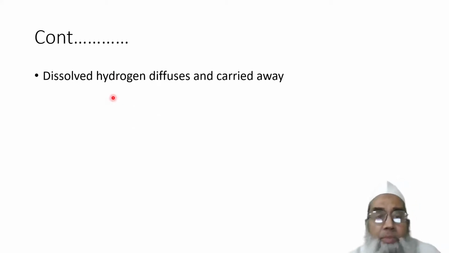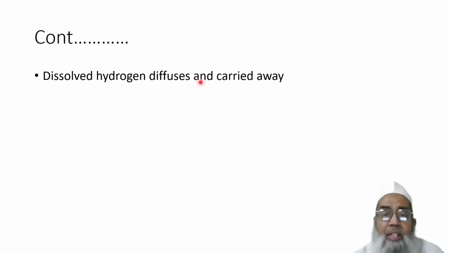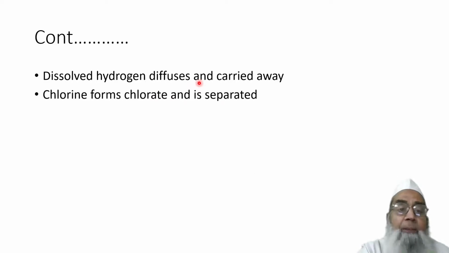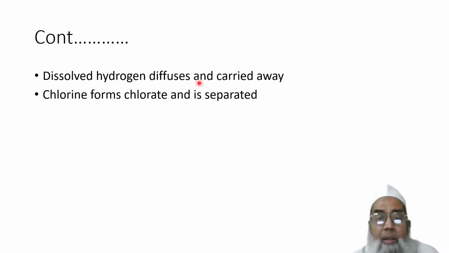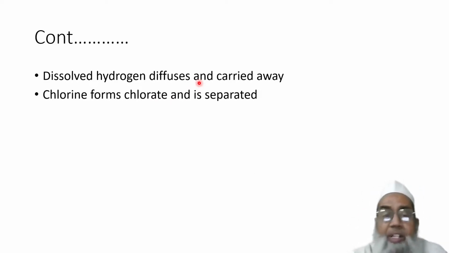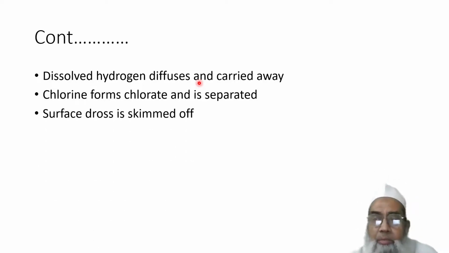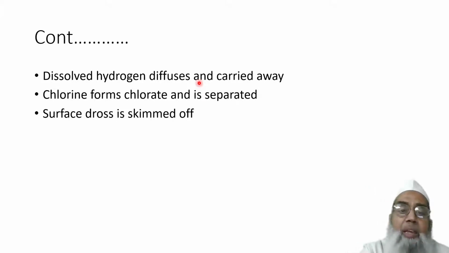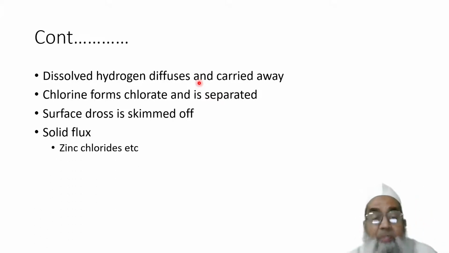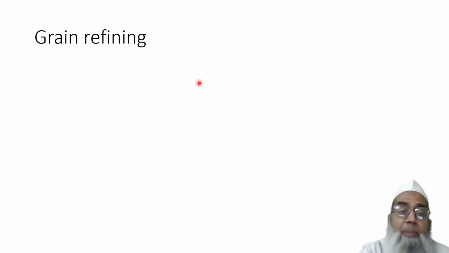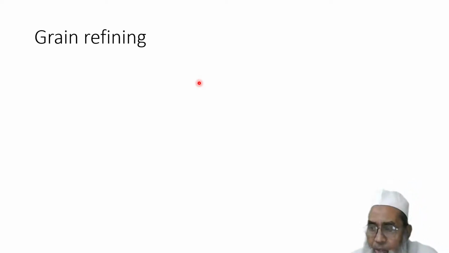Now, therefore, dissolved gas diffuses and is carried away by all those fluxes. Now, chlorine forms chlorate, and this chlorate can again be separated. Now, surface dross, if it is being formed on the surface, can be skimmed off. Solid fluxes like zinc chloride can also be added to the melt, and they will form chlorates that can be skimmed off.